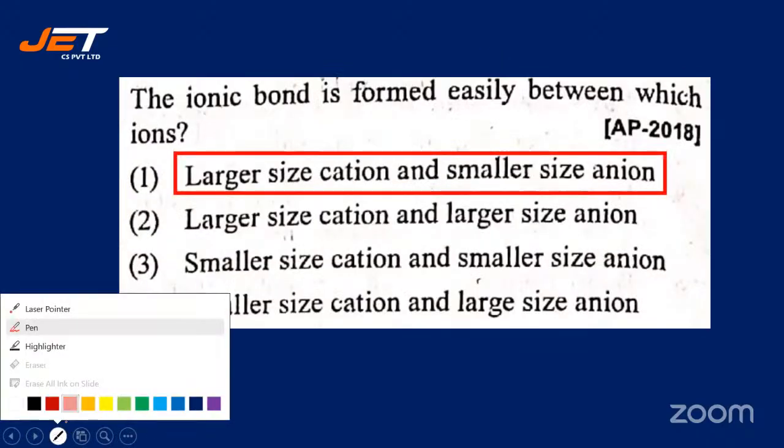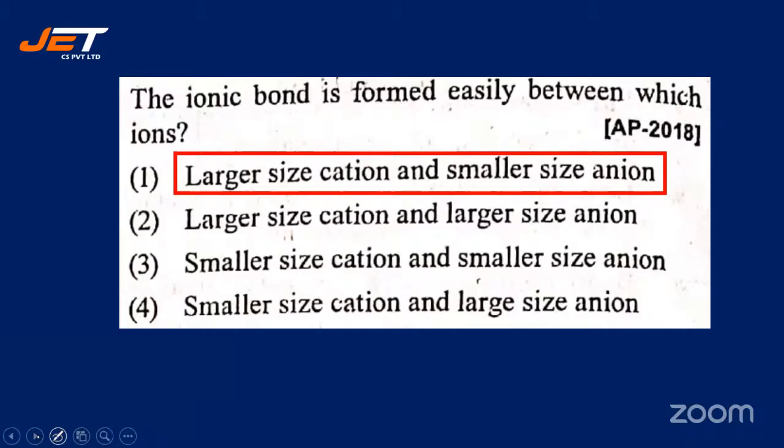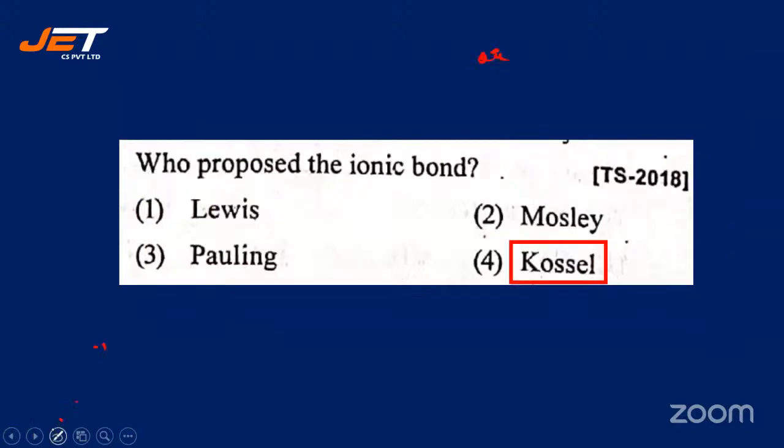Yes guys, any answer? Mousselet? Sorry. Kozel is the person, okay? Kozel was the person who first proposed the ionic bond.